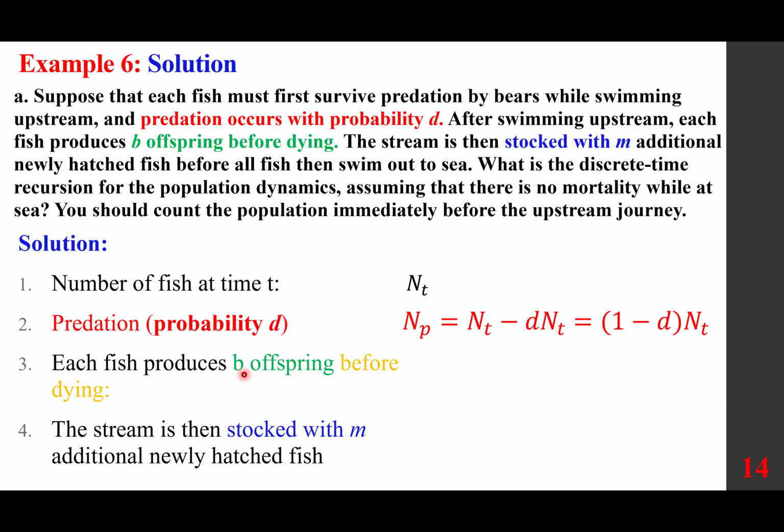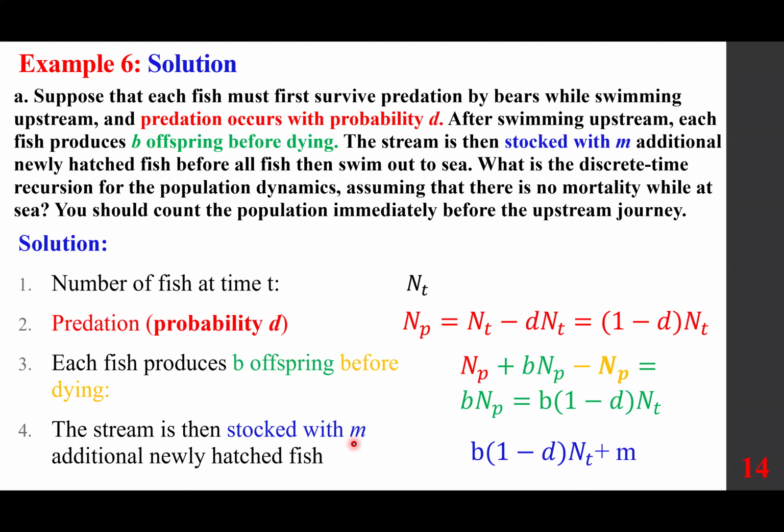Now, each fish gives us what? B offspring before dying. So simply put, multiply this one by B. So again, the explanation would be N sub P plus B times N sub P minus N sub P, because they die. So simply put, this times B. Finally, we add M. So this is what we recap.